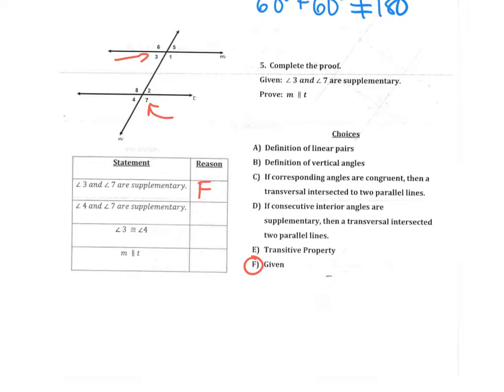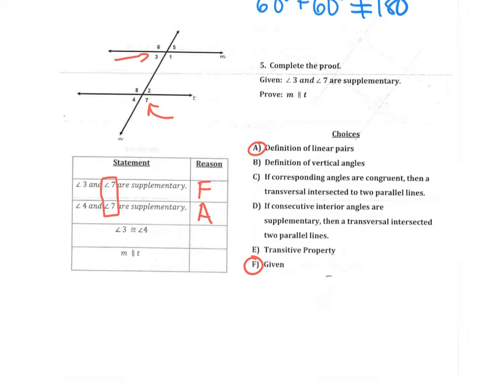Angle 4 and angle 7 are supplementary. If you notice, they're right beside each other, so that's going to be your definition of a linear pair. Now this is where it can get tricky. 3 and 4, students want to call that corresponding, but we need to prove lines are parallel first. And that could be the justification of why they're parallel, not the justification of why angle 3 and angle 4 are congruent.